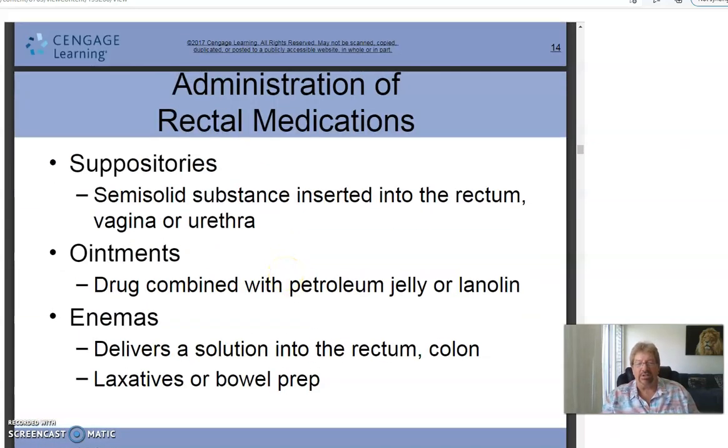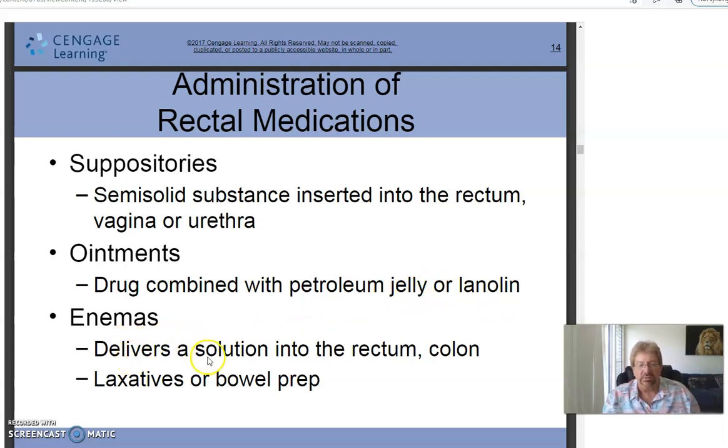Administration of rectal medications, suppositories. Usually when you say suppositories, guys, you think of the rectum, but there are also vaginal suppositories and urethral suppositories as well. Why there? Well, it might need the medication be delivered directly there. Or in the case of somebody that has projectile vomiting, you can give them the anti-nausea drug phenergan, which works real well, but not if they vomit it up before it can be absorbed, so you can give it as a suppository. Ointments. Drugs combined with petroleum jelly, Vaseline, or lanolin.